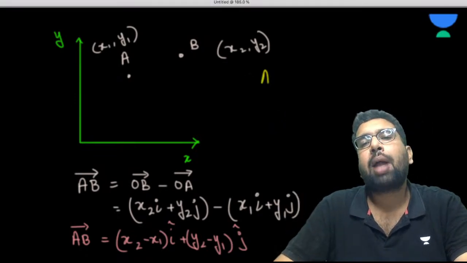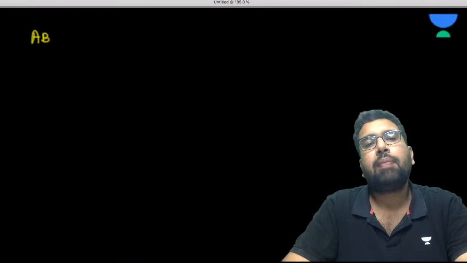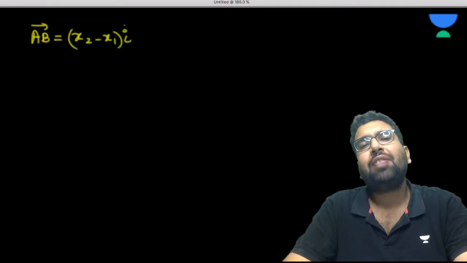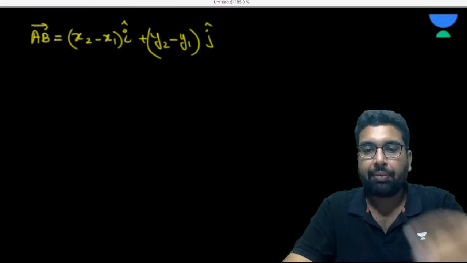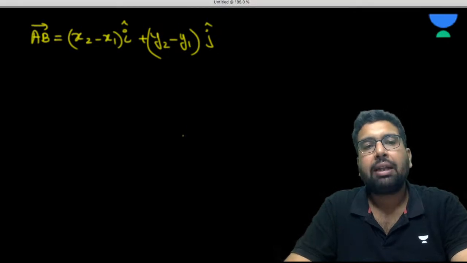What is going to be the magnitude of this vector? The AB vector we just came to know: x2 minus x1. Right away you can also do it, very simple to memorize as well. The difference of the x coordinate of the final position and initial position, and the difference of the y coordinates of final position and initial position, with i and j respectively. And this is going to be the vector.